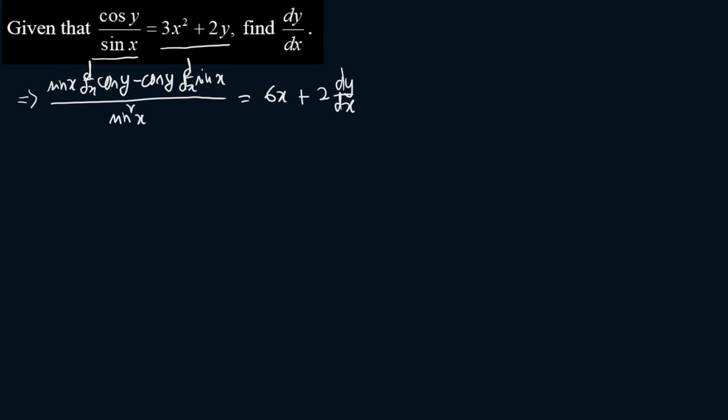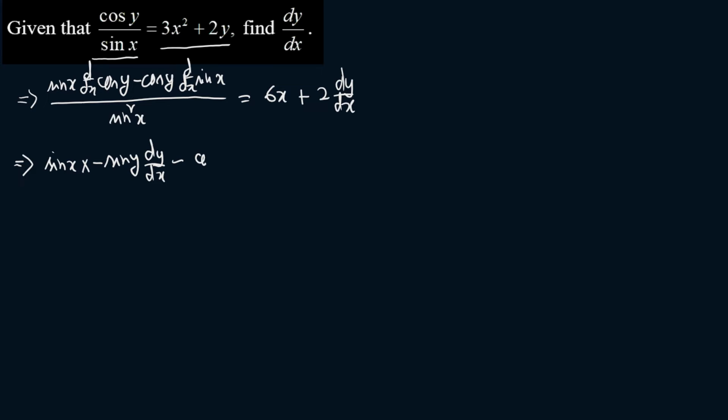Now again we need to make dy by dx as a subject, so let me finish the differentiation on the top part, and multiplying on the right side by sin square x. Then we got from here sin x into cos y. If we differentiate, then we got from there minus sin y, then dy by dx.